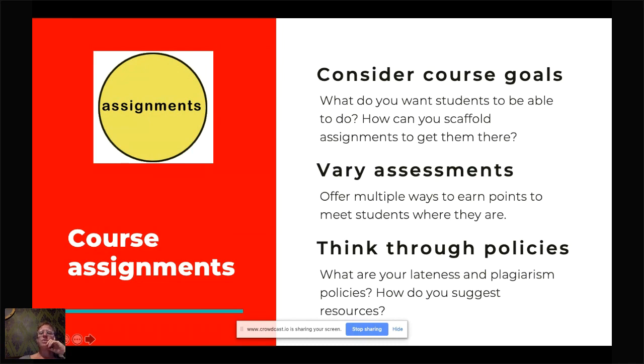And then also think through your policies. We talked about lateness already. Plagiarism policies, I think, are another place where you can signal to students that it's an inclusive classroom. And what I mean by that is I always tell students that, in my experience, students plagiarize because they get overwhelmed with work, they lack confidence in their writing skills, and so they're scared they won't be able to do it. Those are really the two biggest reasons that students plagiarize, in my experience.